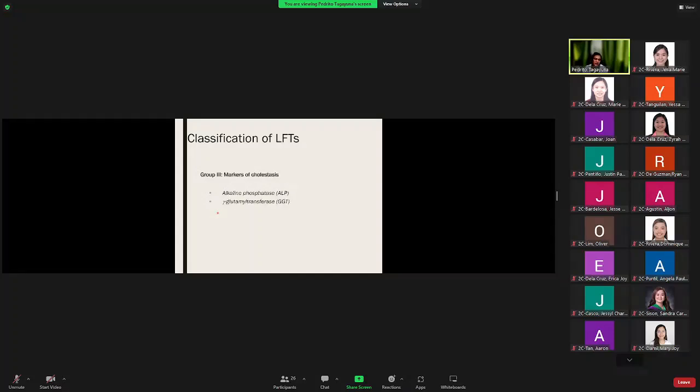And another is those tests that are used as a marker of cholestasis. One of these is the alkaline phosphatase, and the second is gamma glutamyl transferase. I'm grouping these tests so that it will be easier for you to remember.